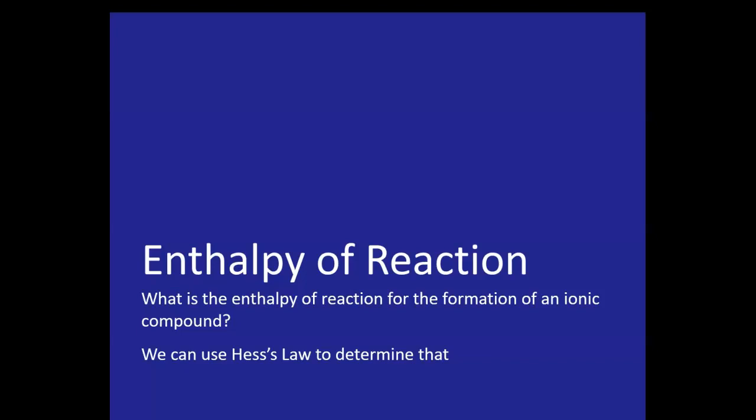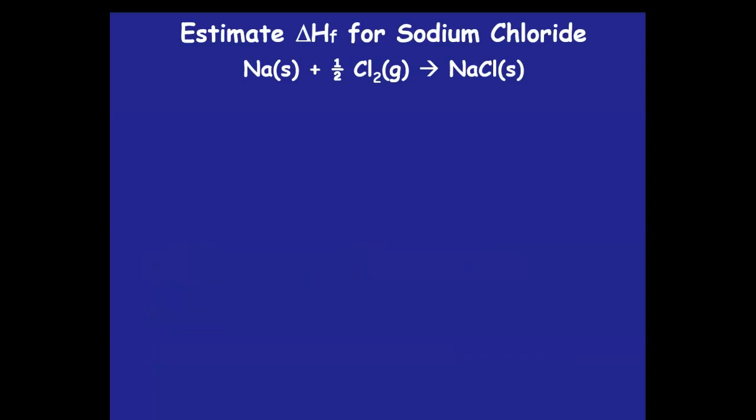Now let's talk about the enthalpy of reaction for forming an ionic compound. And we're going to use Hess's law to determine that. You'll recall that Hess tells us that if you have a chemical process happening, the change in the enthalpy of it is the same no matter how you get from point A to point B. So we're going to add up some numbers to get that. So we're going to estimate the delta H of formation for sodium chloride, and of course that's from the pure elements, mole of sodium reacting with half a mole of chlorine gas to form the solid sodium chloride.